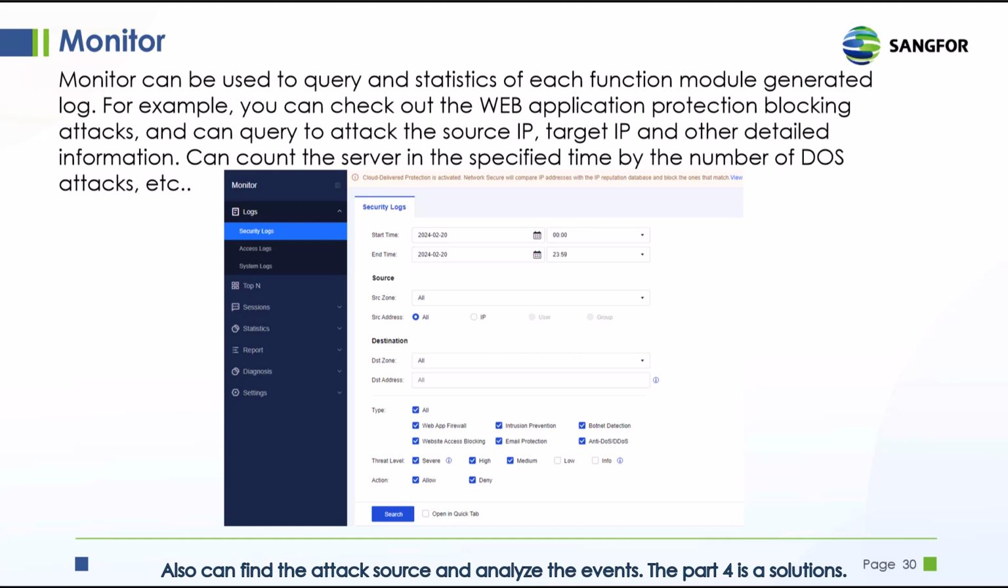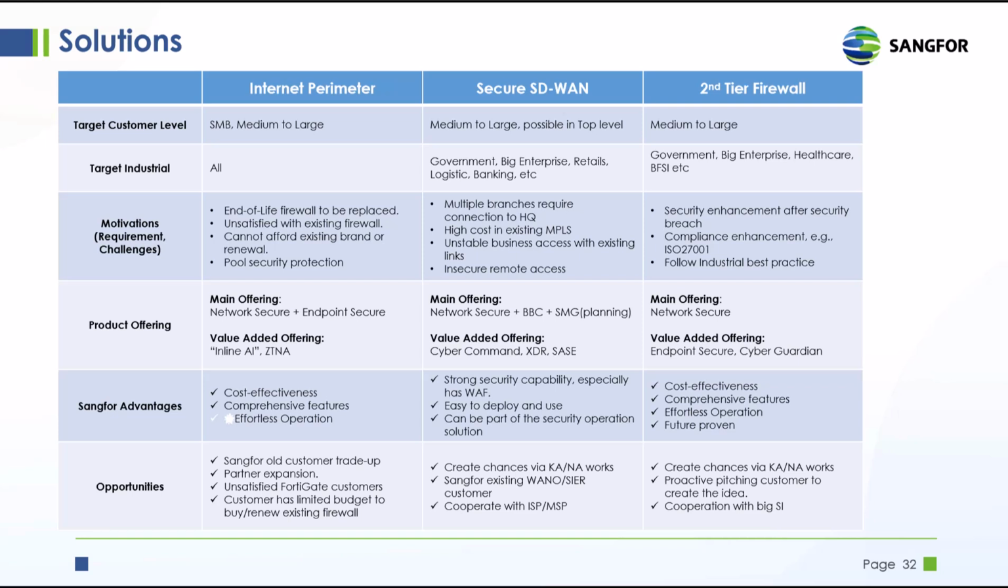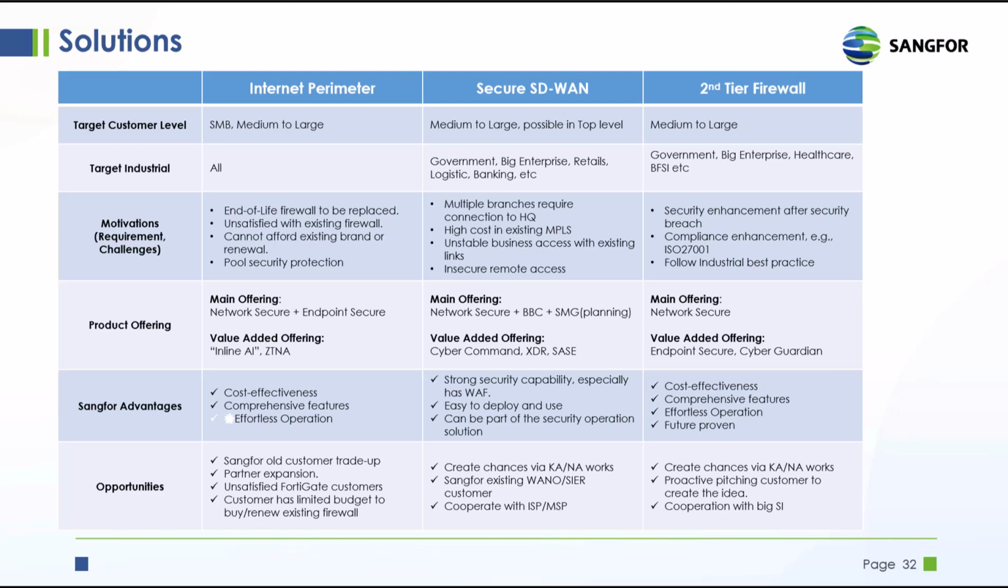Part 4 is solutions. From the solutions sheet, you can easily see that different solutions have different target customers, different target industries, and product offerings. The sheet also includes advantages and opportunities. It's very easy to check.